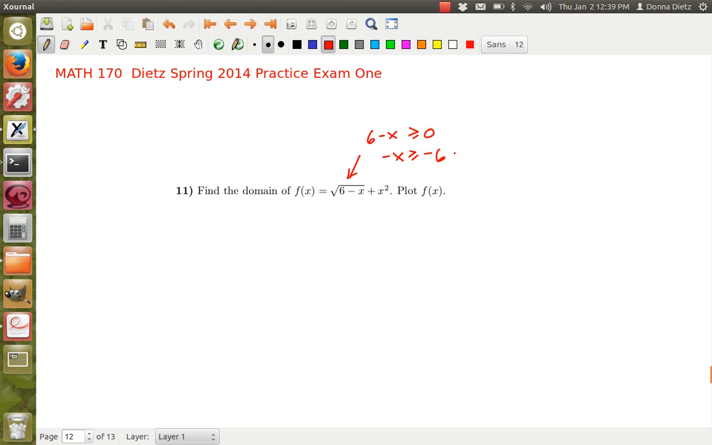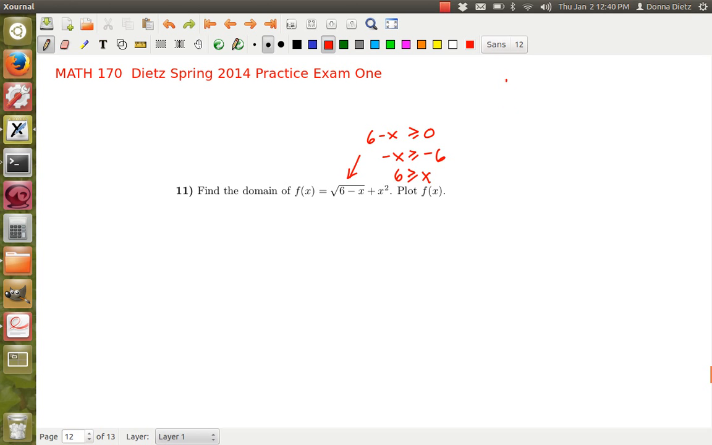But now the problem is, if we have a negative that we want to get rid of, it's going to cause flipping, and I don't like doing that. Instead, I'm going to add 6 to both sides, and add x to both sides. You can just multiply by -1 and then flip the symbol, but again, that makes me uncomfortable. I'd rather just add 6 to both sides and add x to both sides. But either justification is totally fine, and then you've got your domain. There's no restrictions on x squared, so we don't have to worry about that.